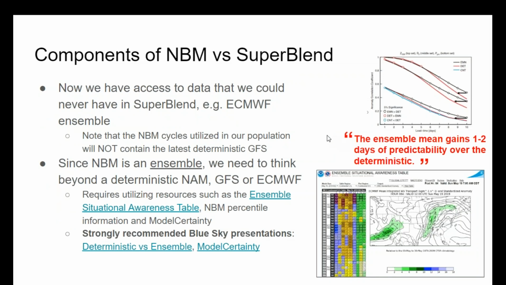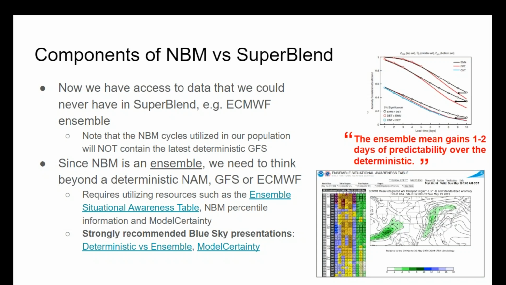So what makes up the NBM? Well, one of the great things with the NBM is that we have access to data that we could never have in SuperBlend, just because the data sets are so large, and also would take a lot of extra processing power and time to do it on AWIPS. So, for example, one of the big components here for the NBM that we didn't have for SuperBlend would be the European ensemble.